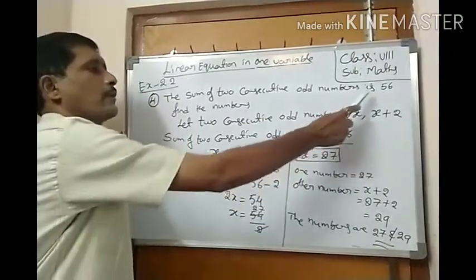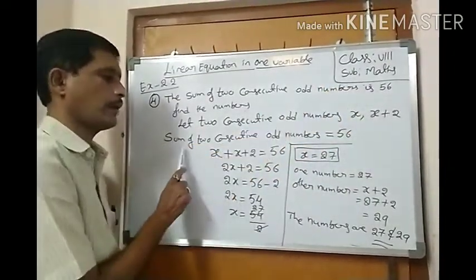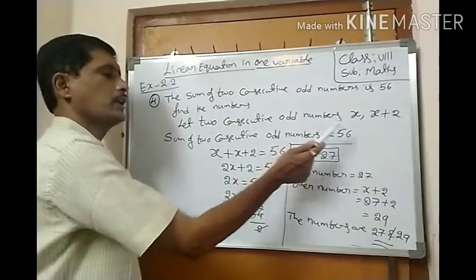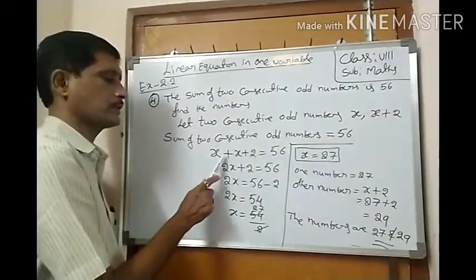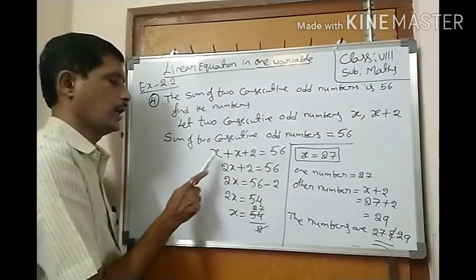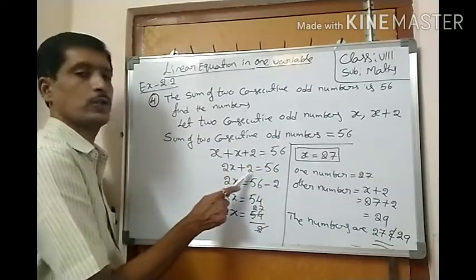Here the sum of two consecutive odd numbers is given, that is 56. Here one number is x, another number is x plus 2. x plus x plus 2 equal to 56. x plus x, that is 2x plus 2 equal to 56.